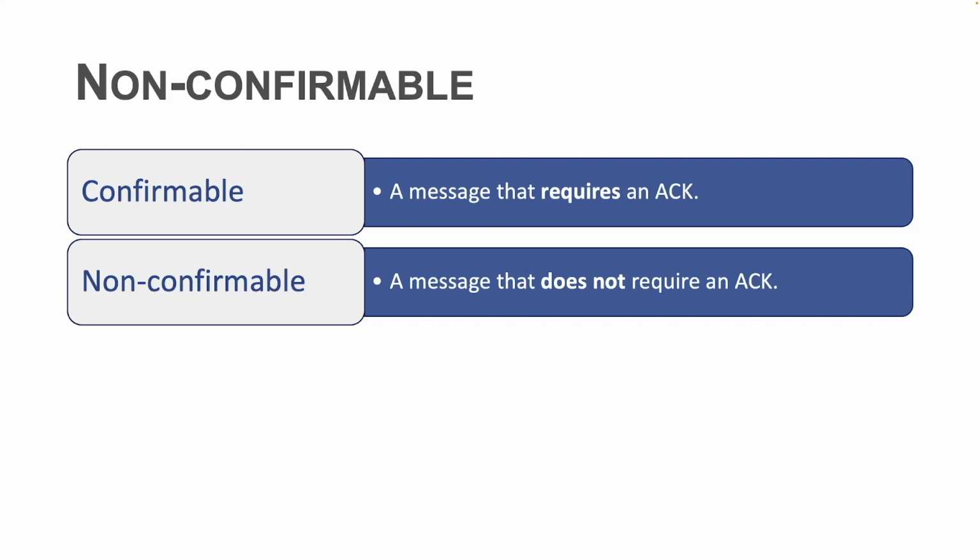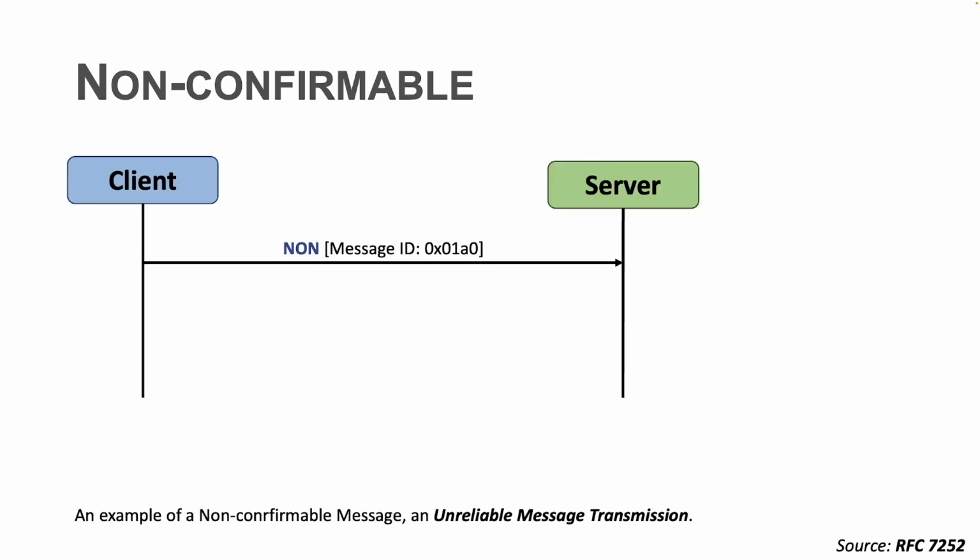Then there is the non-confirmable message. It is the message that does not require an acknowledgement. Here is an example of a message that doesn't require a reliable transmission, and such message can be marked as a non-confirmable. Now, note that even though the non-confirmable messages are not acknowledged, still a message ID is included for duplicate detection.